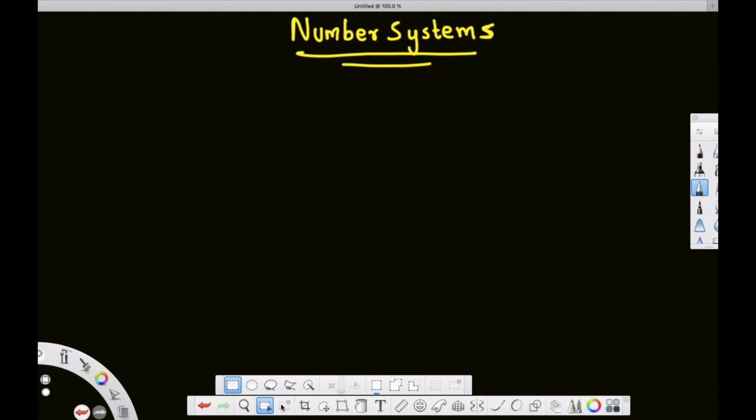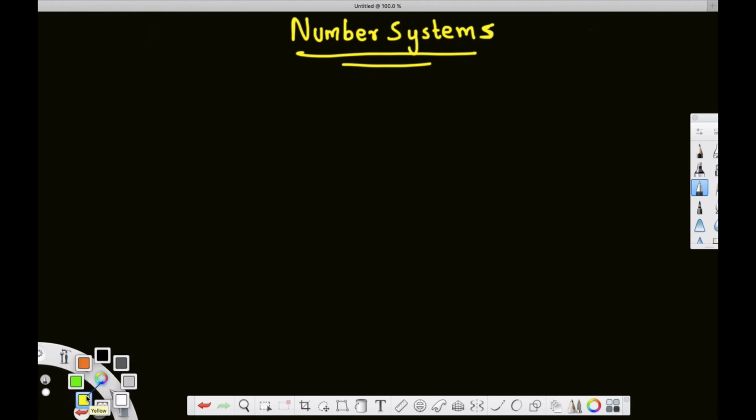Now we are going to convert numbers from binary to decimal. Now let's look at a binary number. Binary base is 2, decimal base is 10. Now we are going to see how to convert from binary to decimal.